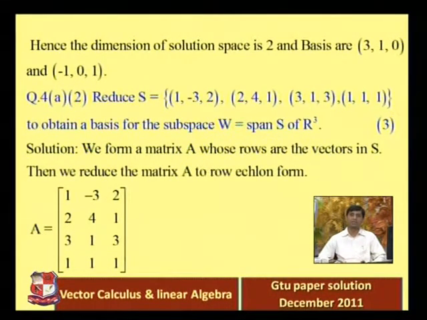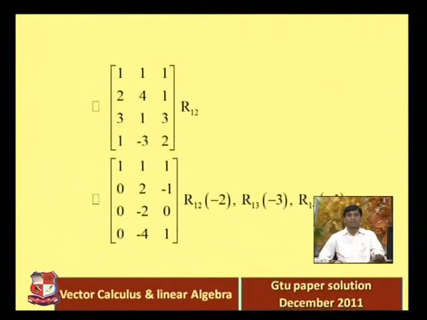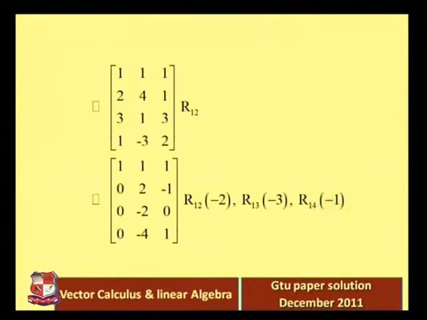We multiply the first row by -2 and add it to the second row. We multiply the first row by -3 and add it to the third row, and we multiply the first row by -1 and add it to the fourth row. So here is the process. First, we interchange the first and second rows, and then we do the same process. We get 1 1 1, 0 2 -1, 0 -2 0, 0 -4 1.